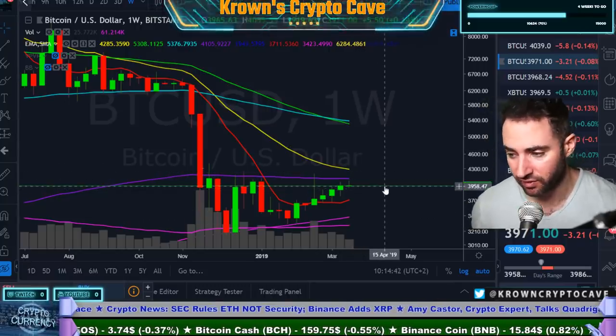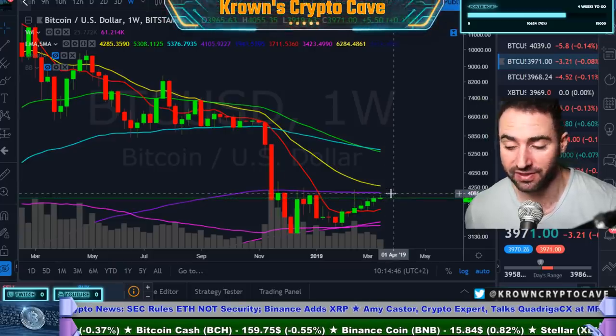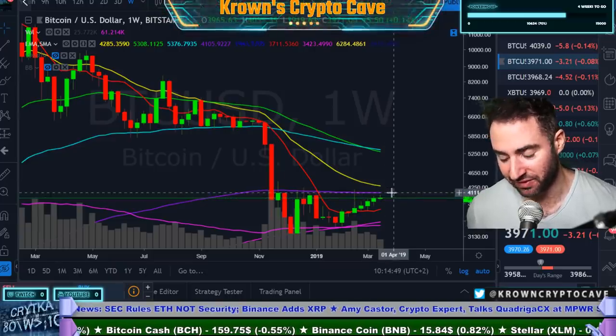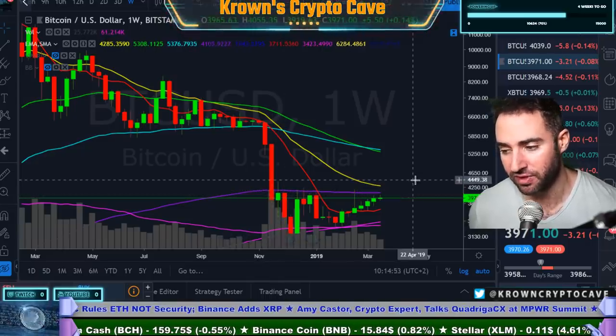But of course, that is all running off the contingency that Bitcoin even opens and closes a weekly candle above this level, which has been holding it back for the past 5 months since November. That has been the main resistance.